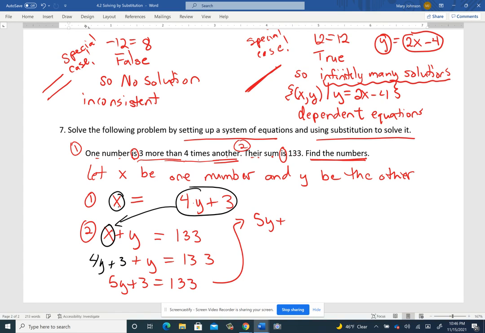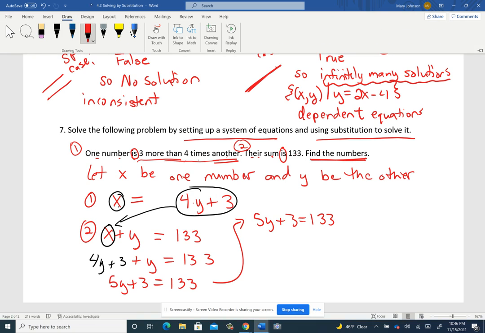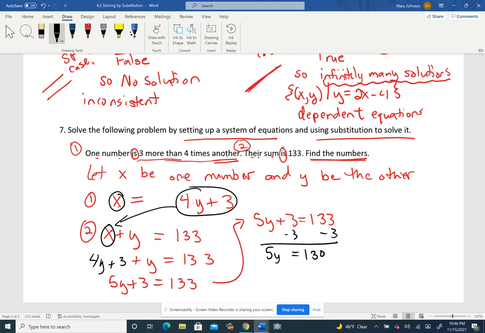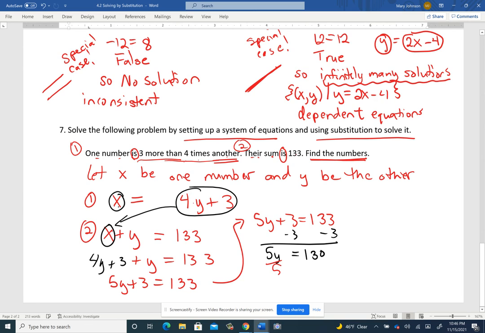So just work on solving that using Chapter 2 techniques. Okay. So I'm going to subtract 3. I get 5y equals 130. Divide by 5. And I get y equals 26. What happens? Let's see. 5 goes in there 26 times. Yeah, I think that's right.